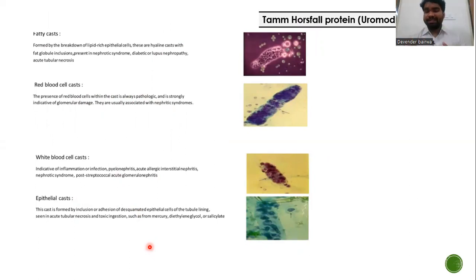Tubular necrosis happens, epithelial cells in the tubules will be shed and go into the urine and form epithelial casts. Now, Tamm-Horsfall protein is also known as uromodulin. We have to understand that the thick ascending limb of the nephron produces these proteins, and when they go into urine, they are anti-stone, helpful in preventing stone formation. These proteins get inspissated and form hyaline casts.